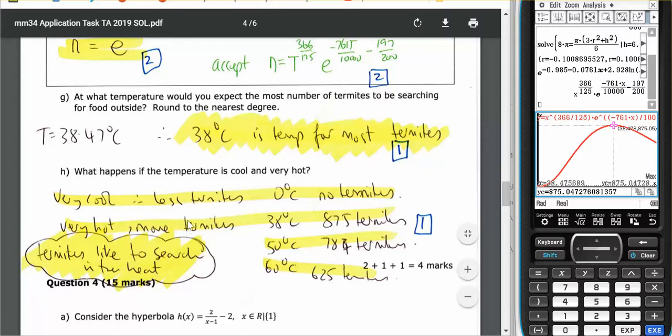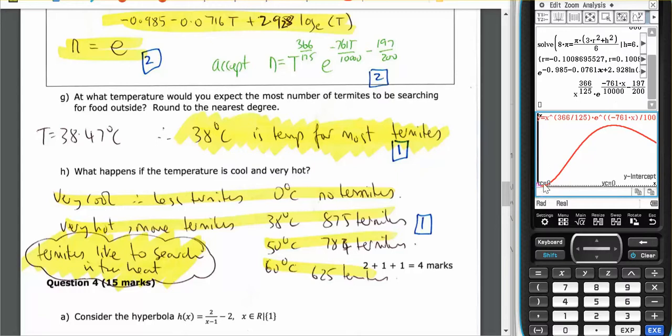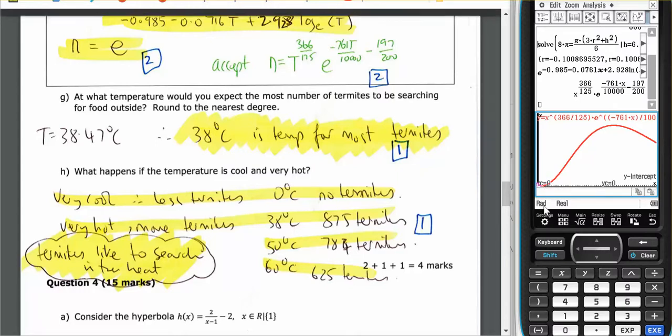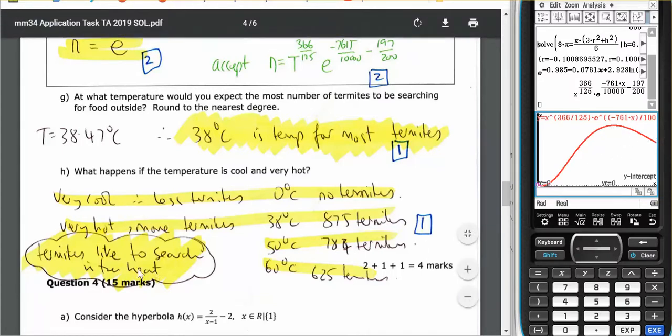What happens when the temperature is cool? Well, if I look at this and get a y-intercept, I get 0. So when it's very cool, there are very few termites. When it's 38 degrees, I get the maximum number of termites. And as it gets hotter and hotter and hotter, the number of termites reduce.